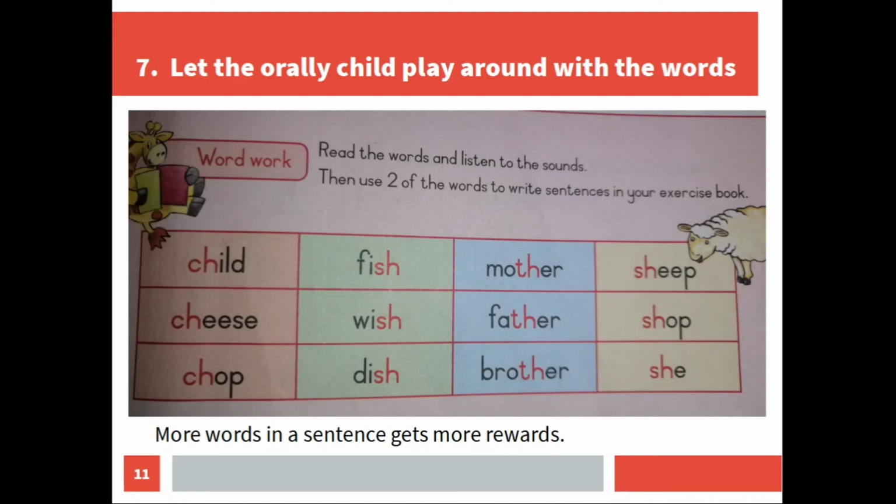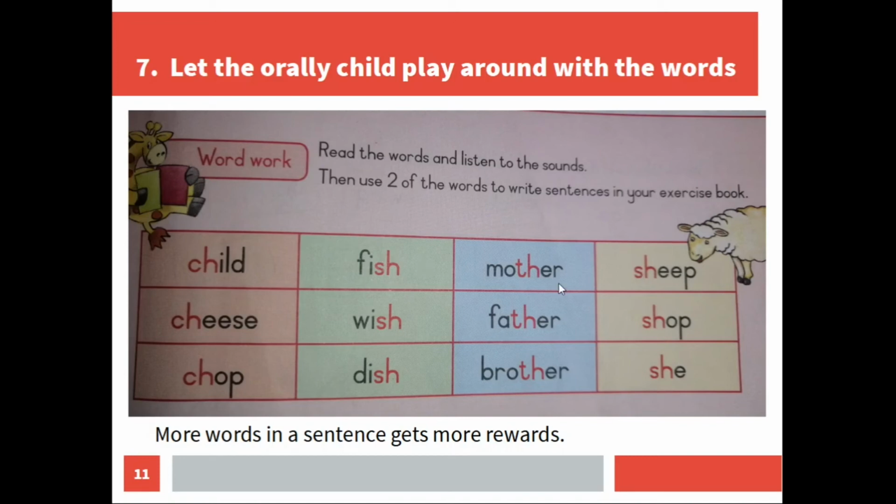Children love rewards. The child eats fish and sheep, or mother chops the sheep. Oh, a little bit evil, but okay. So you understand, the more from these words, it's just crazy play.